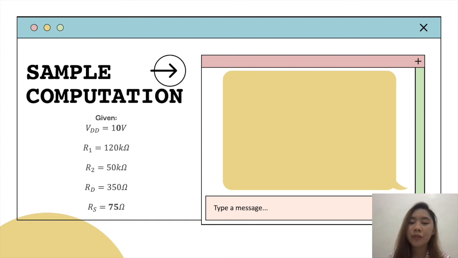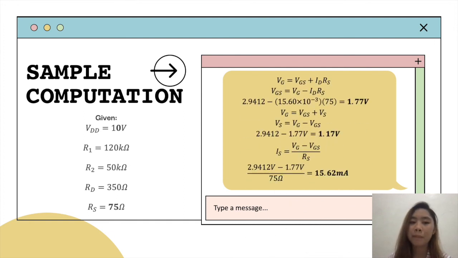Next, we will continue solving. For the value of VG, our formula is VGS plus IDRS. So VGS is equal to VG minus IDRS. Substituting, 2.9412 minus 15.60 times 10 raised to negative 3 multiplied by 75, the resulting value is 1.77 volts.